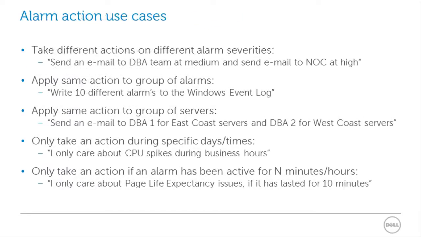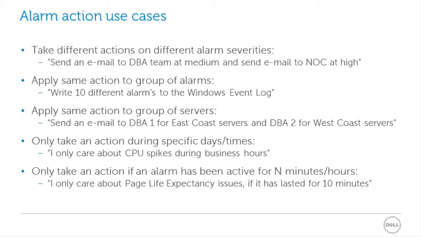Several of the use cases for alarm actions are now listed on the slide, and we'll be going through some of these in the demo, but to talk through some of the more common scenarios, alarm actions are going to allow you to take different actions on different alarm severities. Perhaps you want to send an email to the DBA group at a medium severity alarm, and then to the network operations staff at high.